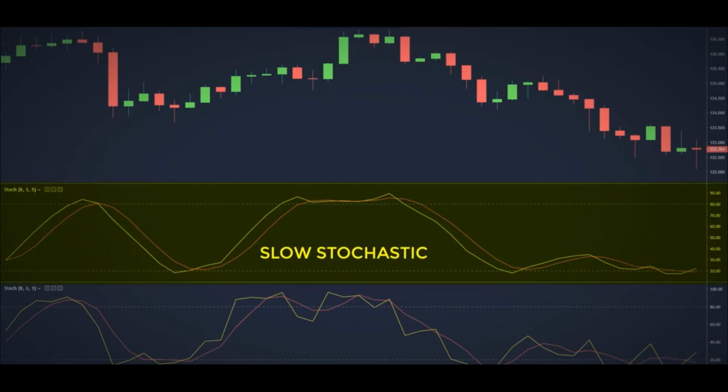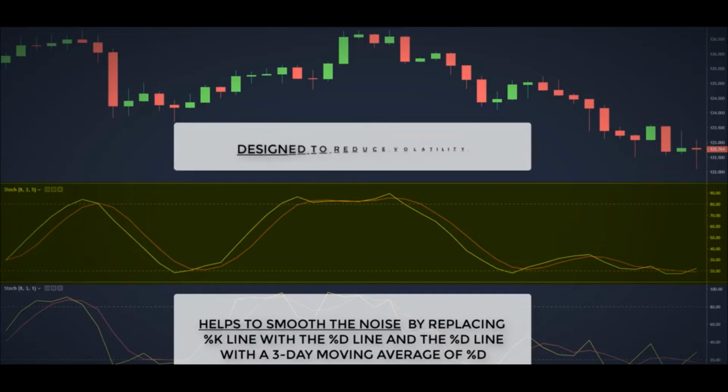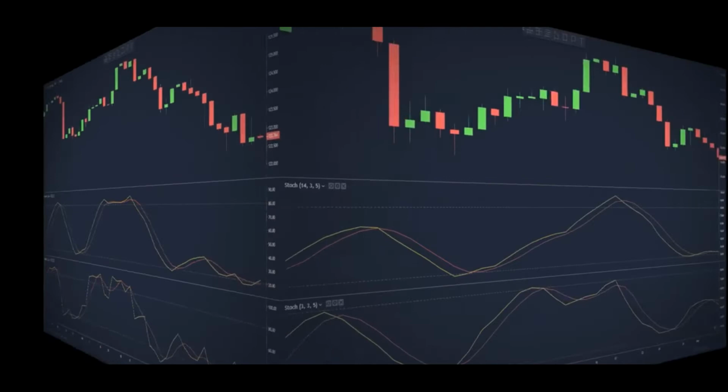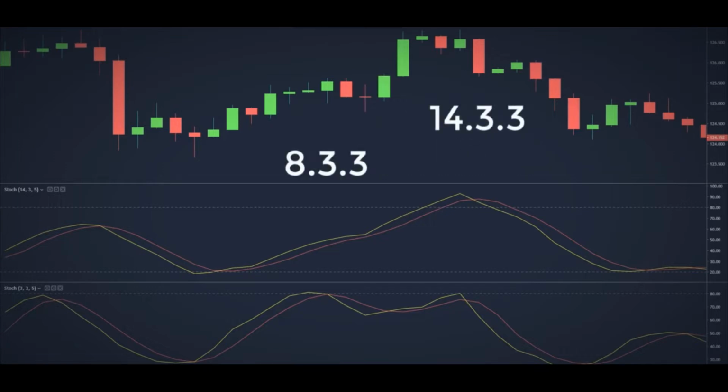The slow stochastic oscillator helps to smooth the noise and replaces the K% with the D% line and replaces the D% line with a 3-day moving average of the D%. Slow stochastic oscillator was basically designed to reduce volatility, but in a strong trending market suffers from the same problem as the fast one. It offers many false signals. Stochastic oscillator comes with the standard 5, 3 and 3 settings. Other common settings are 8, 3 and 3 and even 14, 3 and 3.